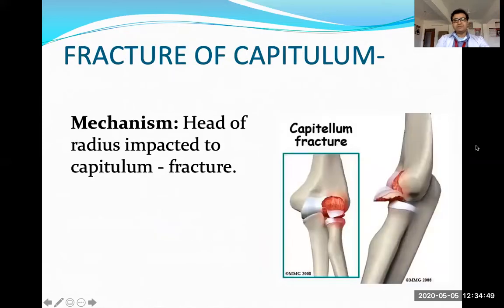Now come to the fracture of the capitulum. The mechanism क्या रहेगा, head of the radius impacts the capitulum, which results in a capitulum fracture. You can see over here.